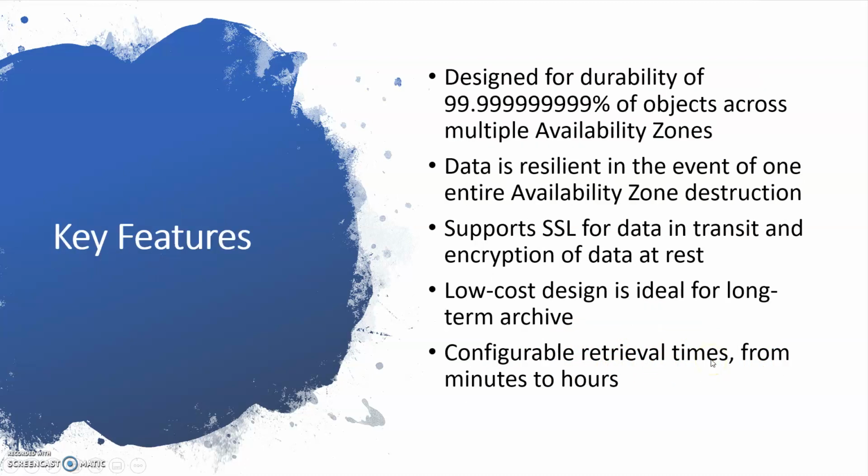Basically, the Amazon S3 Glacier is used for things where you just put your data, and when you want to retrieve your data, you have to wait from a few minutes to an hour. Now, the key features: it is designed for durability of 11 nines, data is resilient in the event of one entire availability zone destruction, it also supports SSL, and its low-cost design is ideal for long-term archive, with configurable retrieval time from a few minutes to hours.